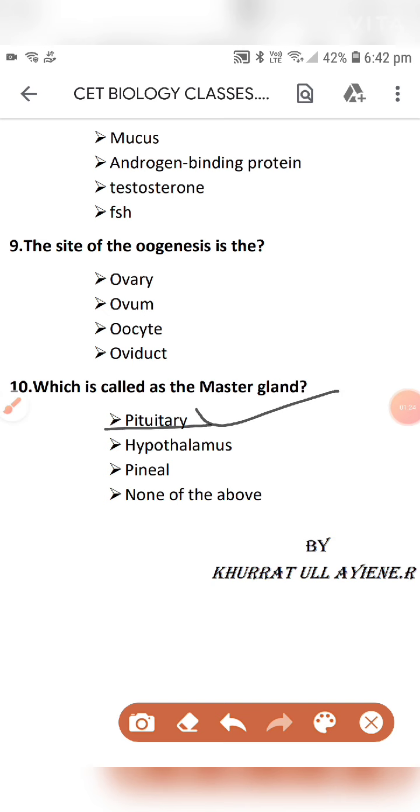Fine. And next option is the hypothalamus. Hypothalamus is near the pituitary gland, and its function is that it regulates the body temperature. And the third option is the pineal gland. It controls the circadian rhythms, also known as the sleep patterns.